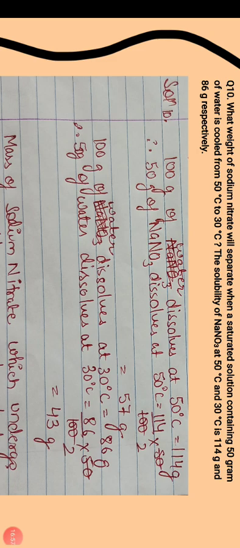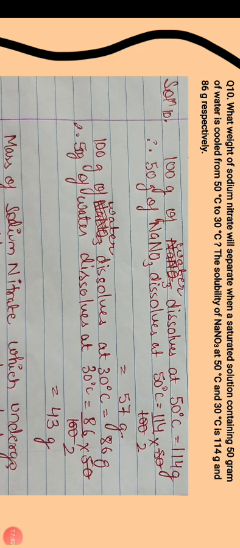So in this question you have been asked how much weight of sodium nitrate will separate, that means how much mass of sodium nitrate will crystallize when a saturated solution containing 50 grams of water is cooled from 50 degrees Celsius to 30 degrees Celsius. So here 50 grams of solvent is there, and we have to find out how much mass of sodium nitrate will separate out. In the second sentence, you can see that we have been provided with the solubility. The solubility of sodium nitrate at 50 degrees Celsius and 30 degrees Celsius is 114 grams and 86 grams.